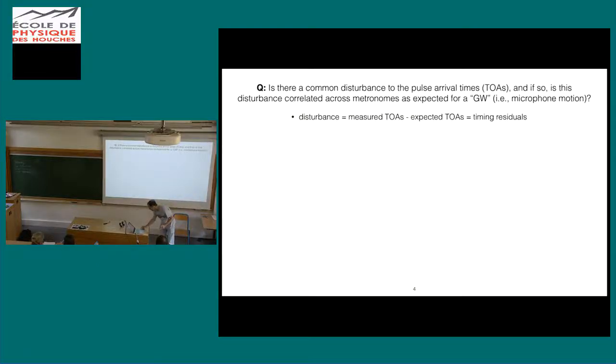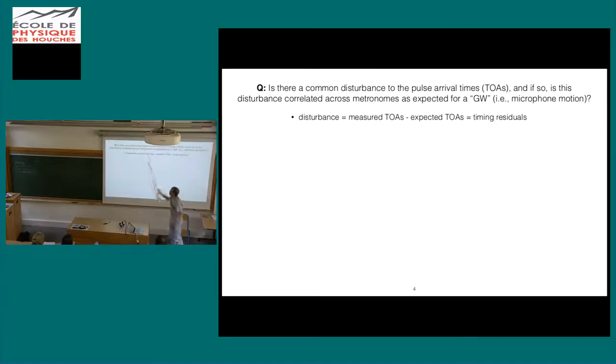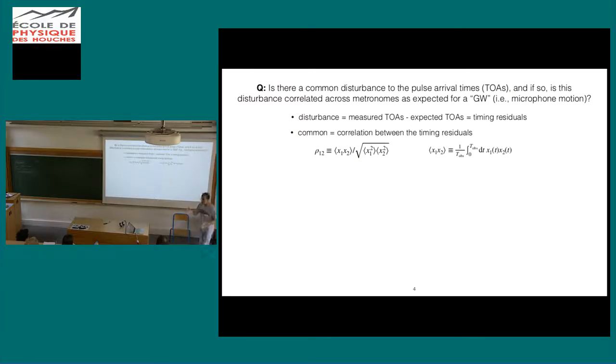Okay, now to unpack things further, to talk about a disturbance means a difference between some measured quantity and some expected quantity. So a disturbance is actually a timing residual, which is the difference between the measured arrival times of the pulses and the expected time of arrivals. To say that that disturbance is common means that there should be a correlation between the timing residuals.